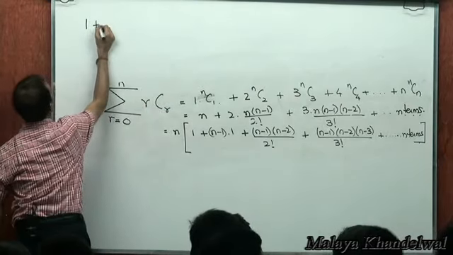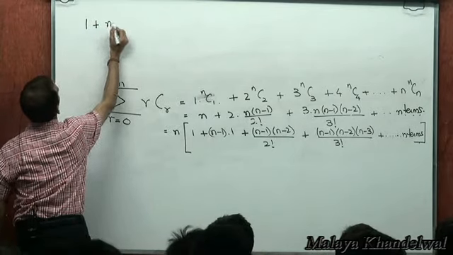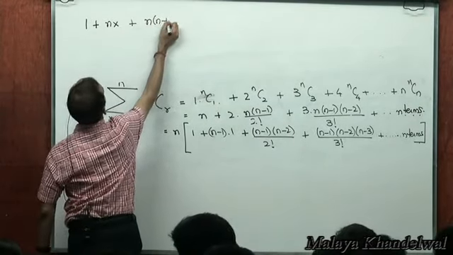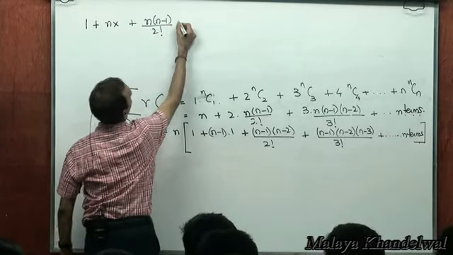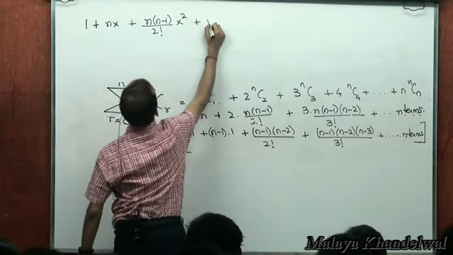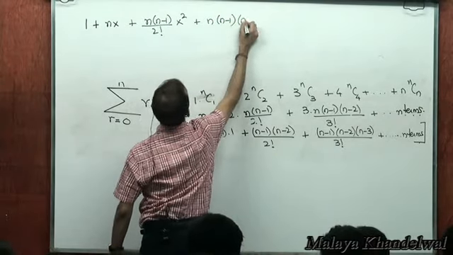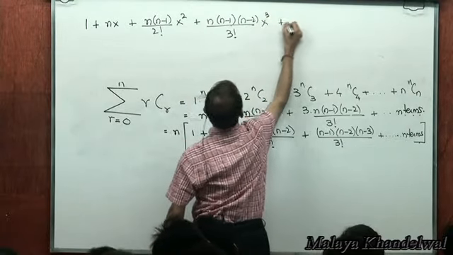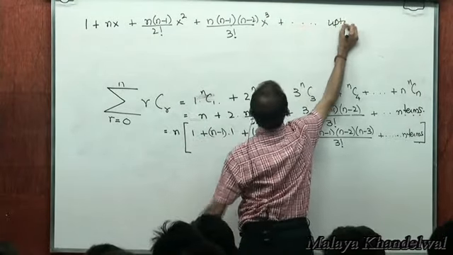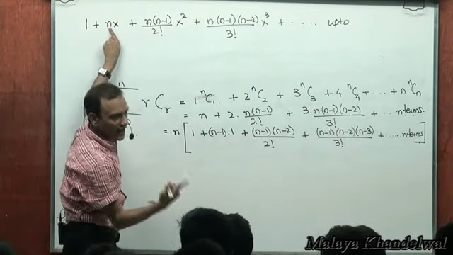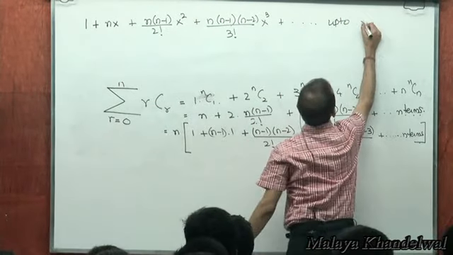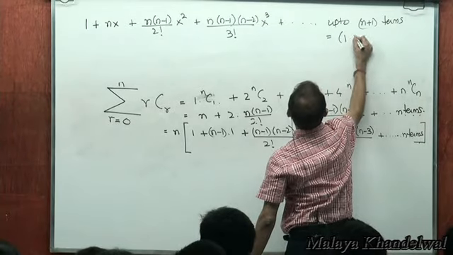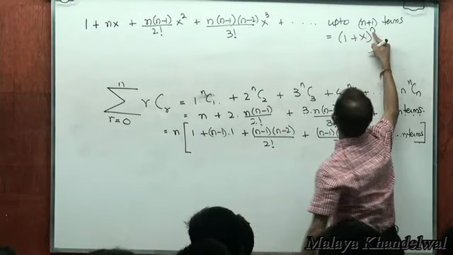1 plus n into x plus n into n minus 1 by 2 factorial into x squared plus n into n minus 1 into n minus 2 by 3 factorial x cubed, up to one term more than n. Up to n plus 1 terms would be (1 plus x) to the power n.